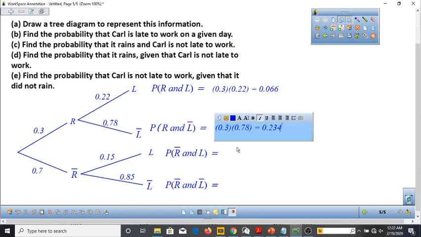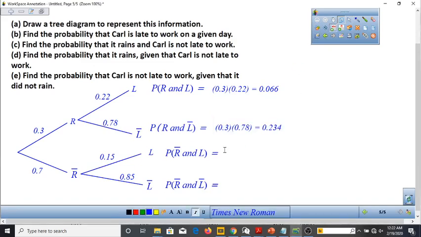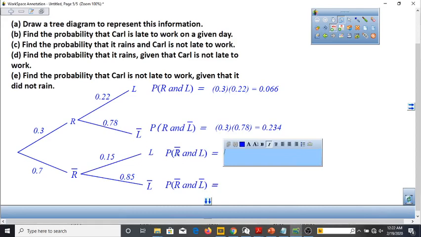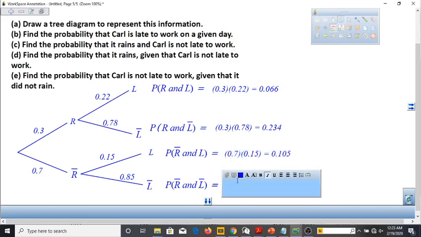And then we continue. Same idea. We're going to go down to probability of not R and L. So in this case, we're talking about 0.7 multiplied by 0.15. And that works out to be 0.105. And then finally, we're going to be multiplying 0.7 multiplied by 0.85. And that's equal to 0.595.